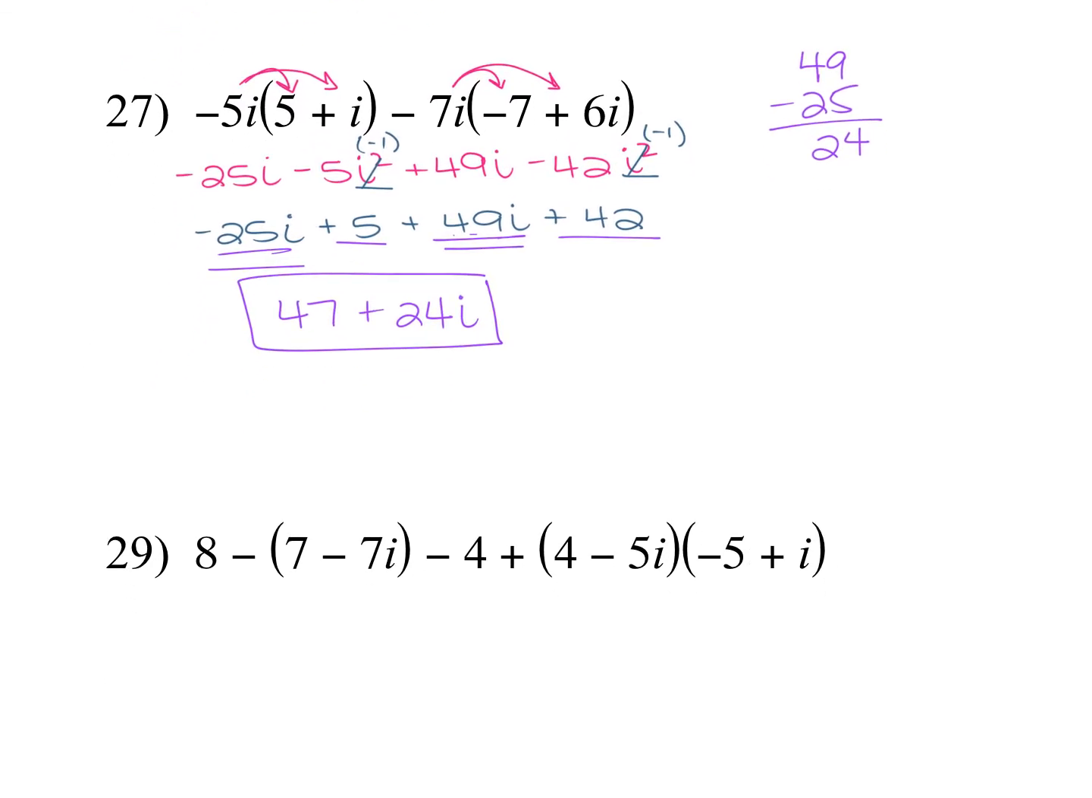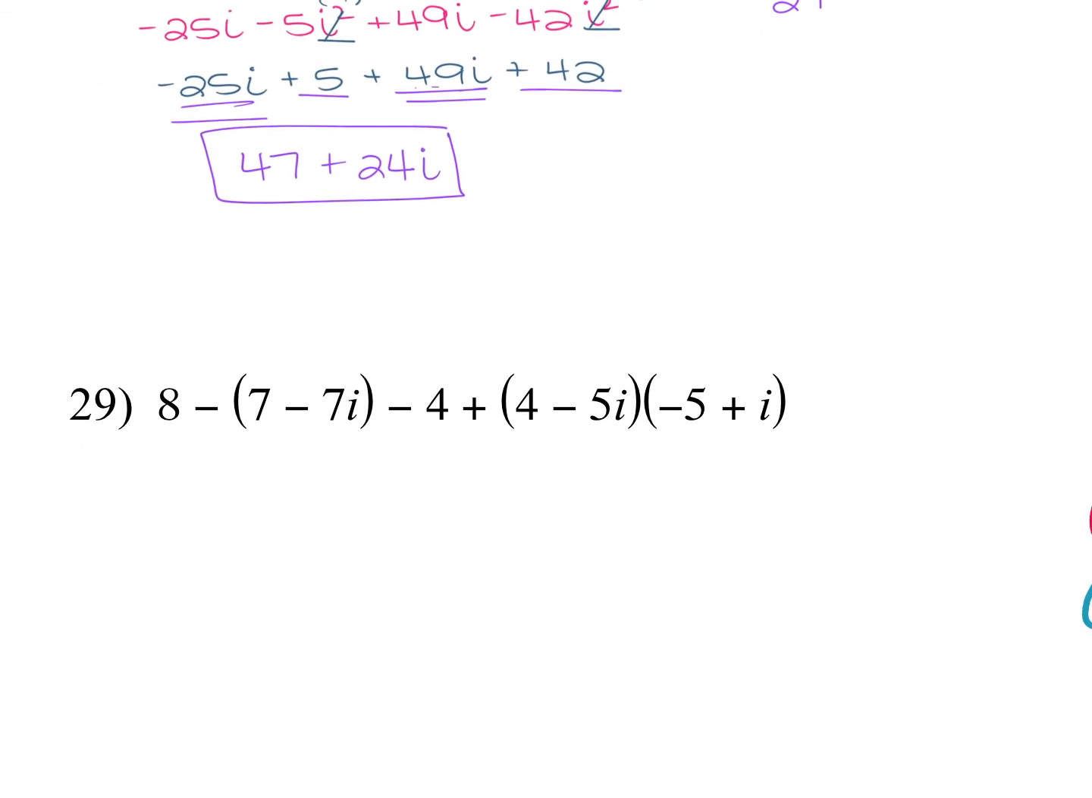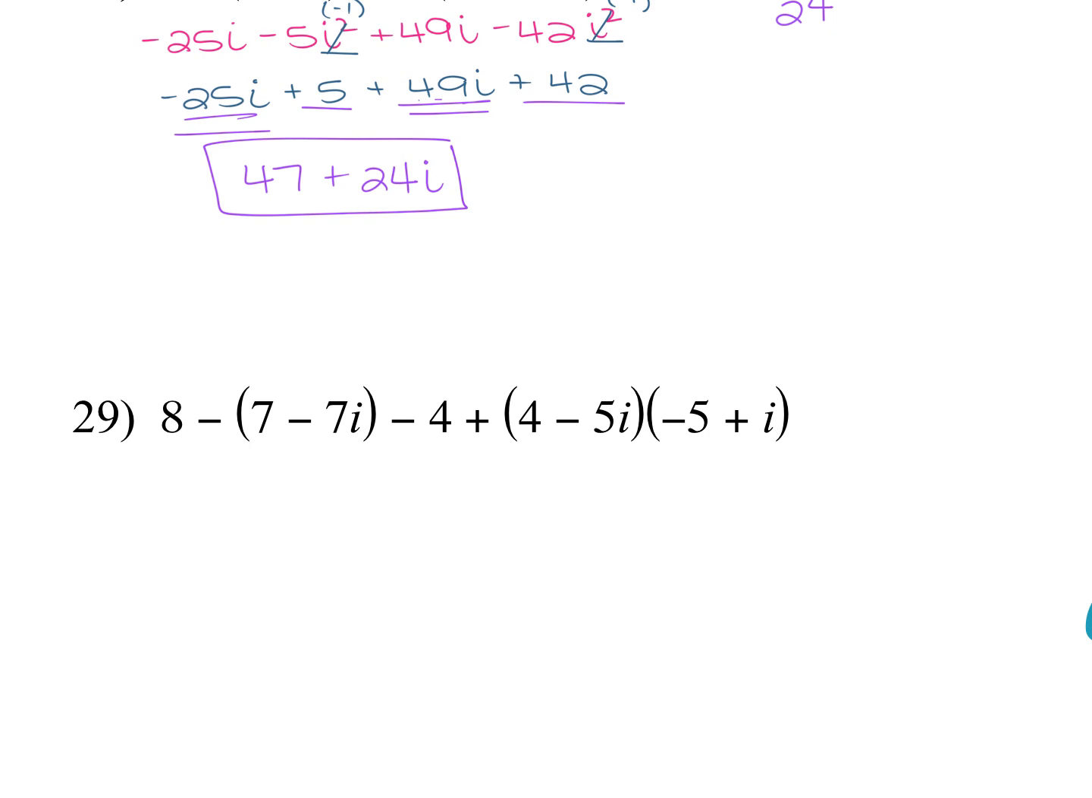And then for our last one, 29, you have 8 minus parentheses, 7 minus 7i, close parentheses, minus 4 plus 4 minus 5i times negative 5 plus i. I'm going to do two things in this first step. I'm going to distribute that negative into the 7 minus 7i. I'm also going to FOIL the two binomials.